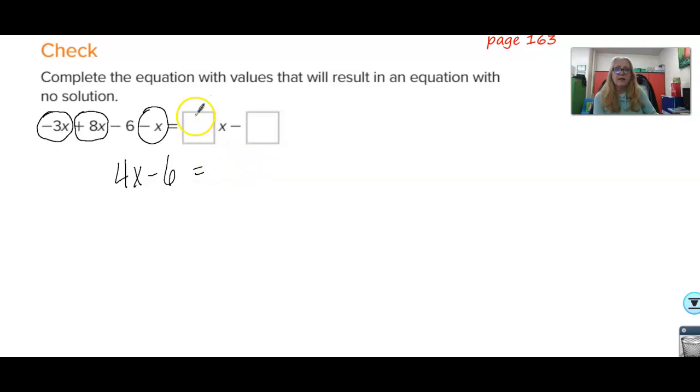On the right-hand side, we need this to be 4x, but this number can be any number in the world except 6. All right? So we can make it 7. No solution. The right-hand side is always going to be 1 more than the left-hand side. Right?